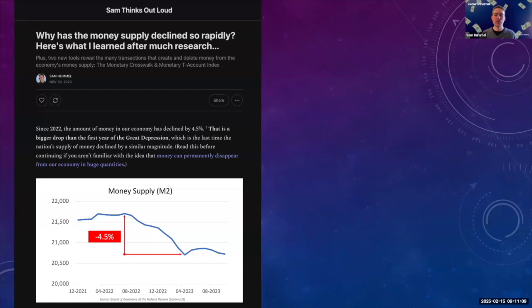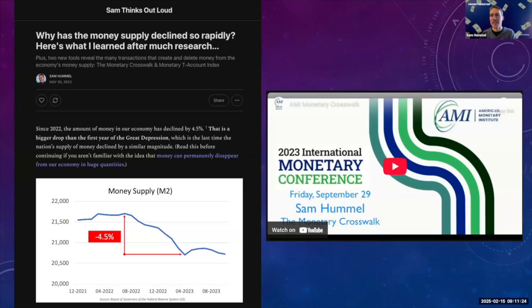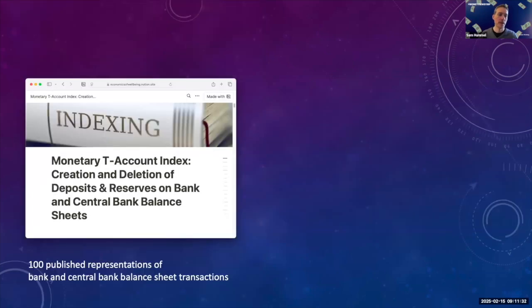And I was able to use what I'd learned about balance sheet accounting to identify the specific things that could be causing this from an accounting perspective. If you're interested in my answer to the question, I gave a presentation at the American Monetary Institute conference in 2023 about it. But I would never have been able to do it if it wasn't for the fact that this group got me started on paying attention to balance sheets, understanding balance sheets, and collecting balance sheets.